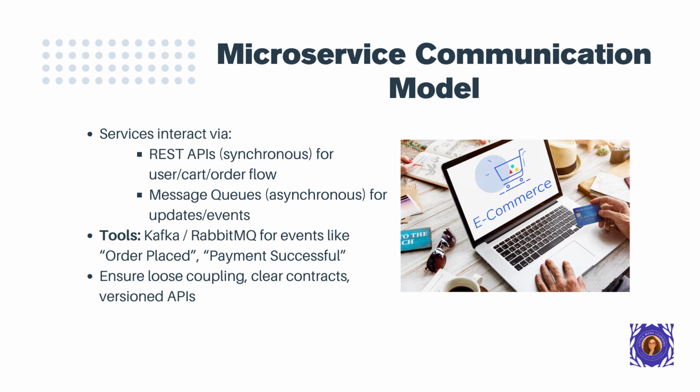The key principles here? Loose coupling. Services shouldn't know too much about each other's internal workings. Clear contracts. Every API should have well-defined inputs and outputs. And versioned APIs, because you need to evolve services independently without breaking everything. This isn't just theory. Companies like Netflix have thousands of microservices communicating this way every second.